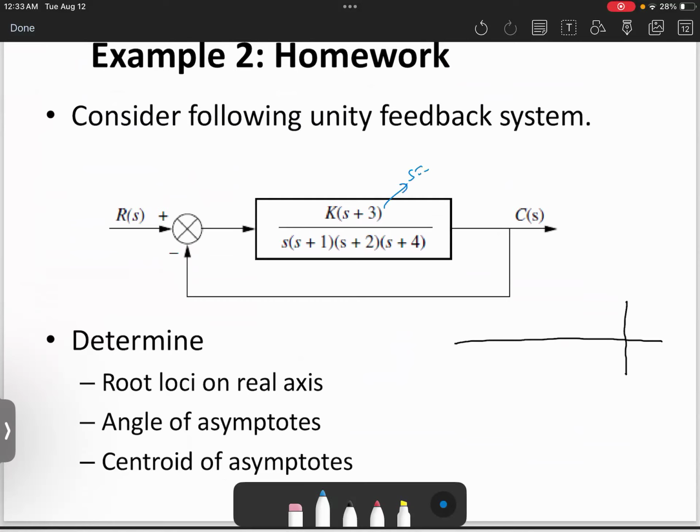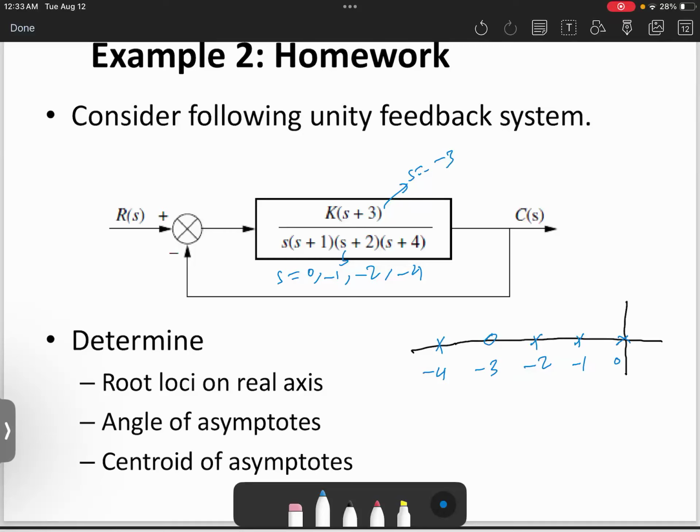So we have a zero at s equals -3, and the poles are located at 0, -1, -2, and -4. Then identify these poles and zeros on the s-plane. There is a pole at s equals 0, a pole at -1, another pole at -2, a zero at -3, then a pole at -4. That's the pole-zero mapping. This is the first thing that we identify.